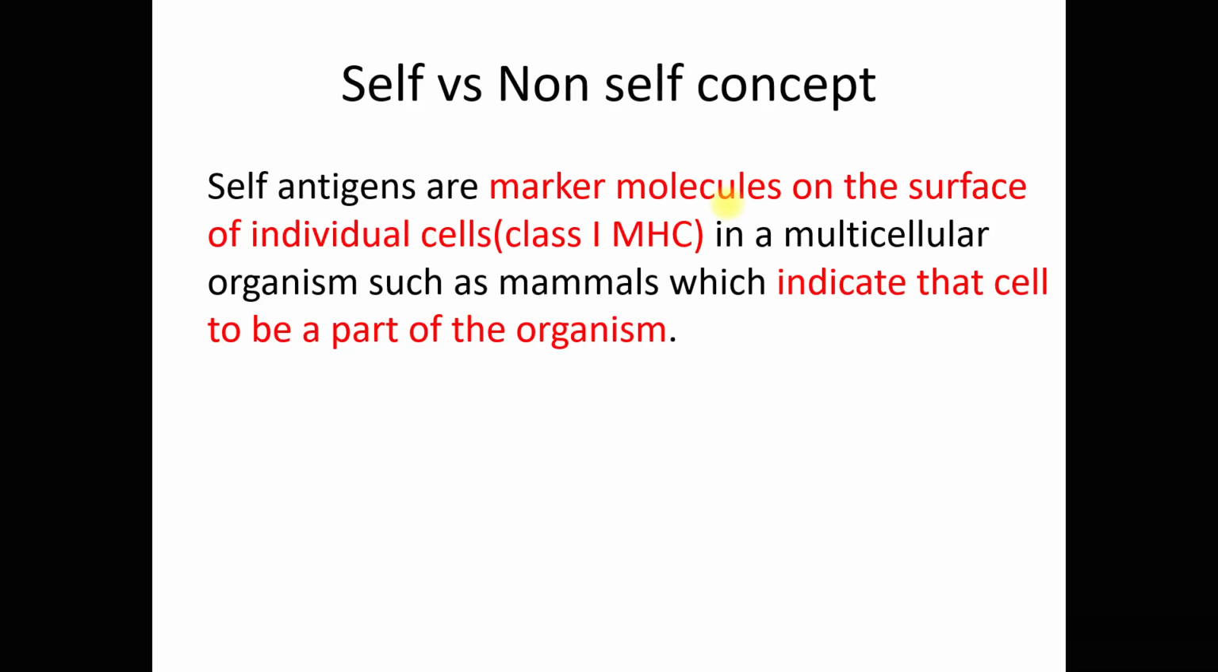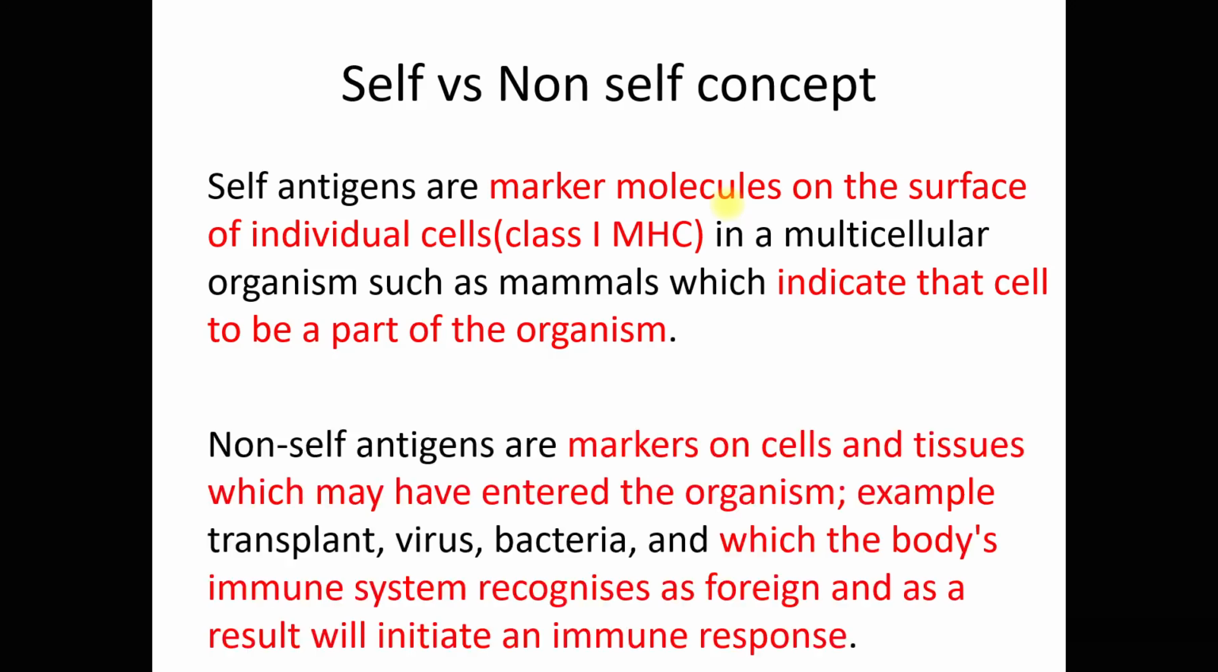Okay, but what happens in certain autoimmune disease, it is the other way around. Di mana kita punya immune system dia fail to recognize our self antigens. So what happens? Our immune system attacks our own body cell. So that is when the nightmare begins. Now, non-self antigens are markers on cells and tissues which may have entered the organism. Example, transplant, right, or organ transplants, virus, bacteria, which the body's immune system recognizes as foreign, and as a result will initiate an immune response.